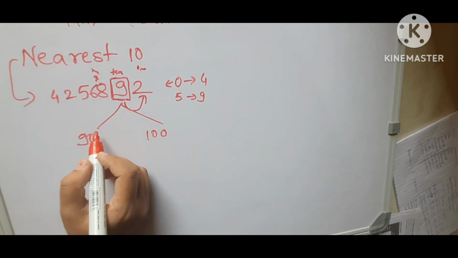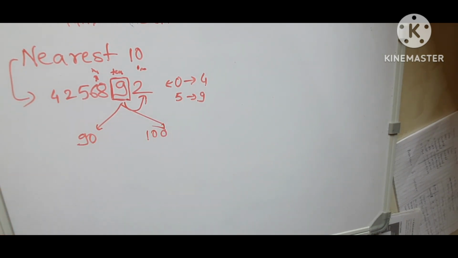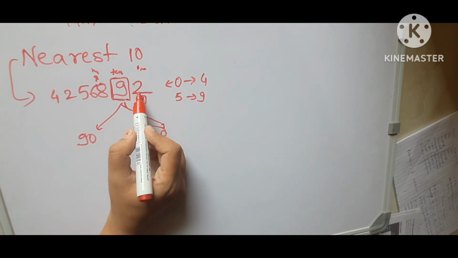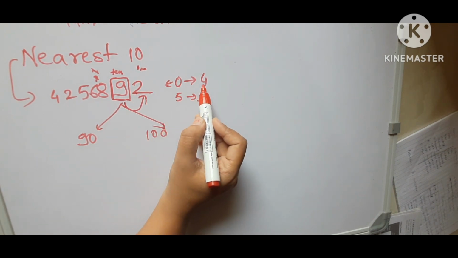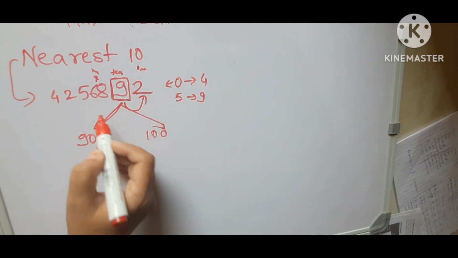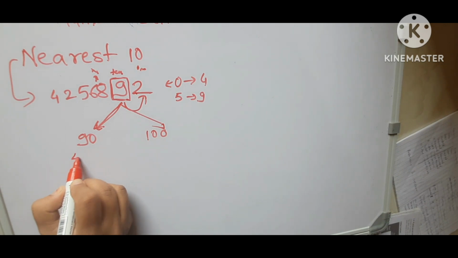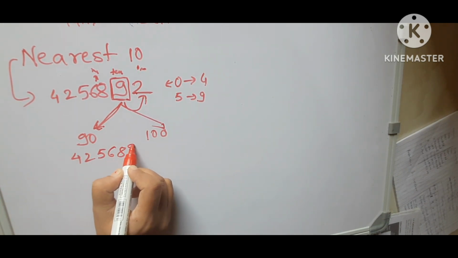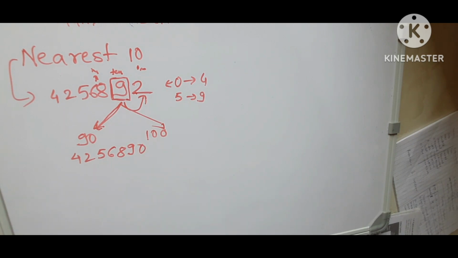How will you decide whether it will go with 90 or whether it will go with 100? We'll check the ones part. The ones part is 2, which is between 0 to 4. In that case, we'll go with 90. So here the nearest 10 value is 4256890. I hope it's clear.